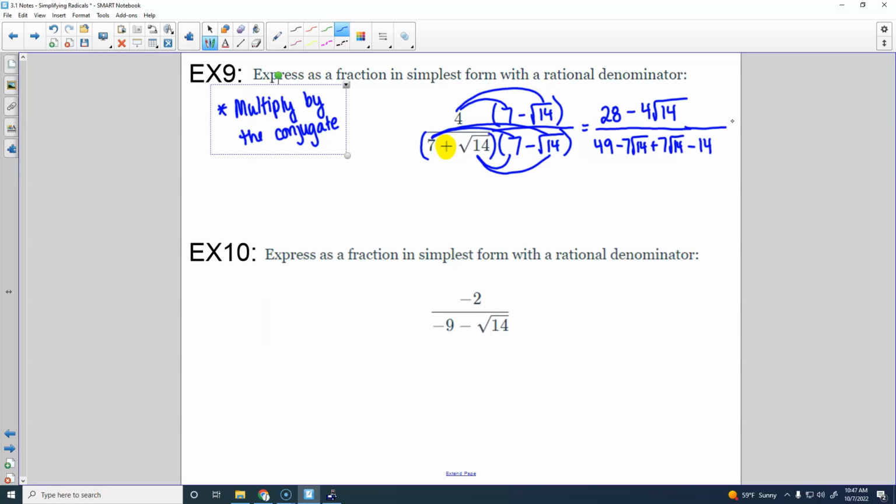Now, the reason we multiply by the conjugate is because if we have a plus sign here and a minus sign here, it makes it a difference of squares. It makes it where these middle two terms are going to cancel out every time. And if those middle two terms cancel out, you don't have any square roots left. So this would be 28 minus 4 square root of 14 over, let's see, we got to do 49 minus 14 is 35.